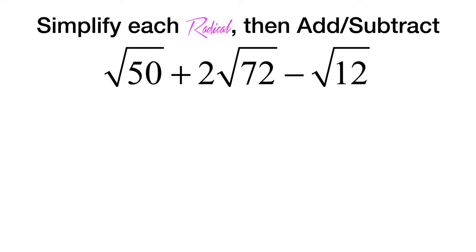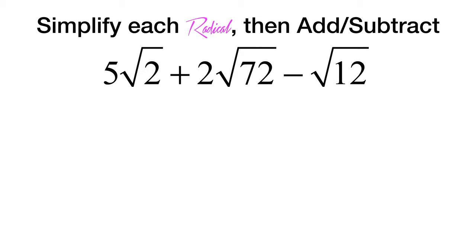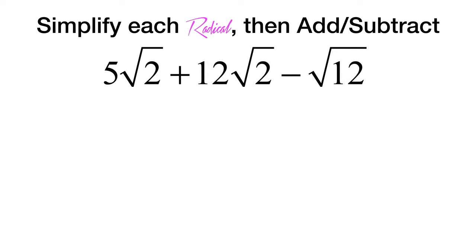All right, let's try this one. 50. All right, so 50 is 2 times 25. And I can square root 25 to become 5. So that becomes 5 square roots of 2. That's great. 72 is 2 times 36, and I know the square root of 36 is 6. 2 times 6 is 12 square roots of 2.